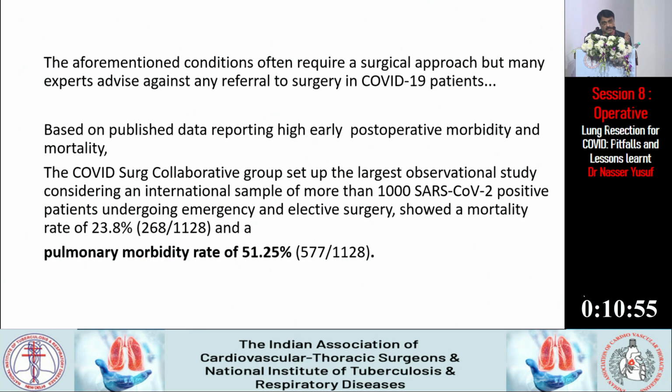This is for patients who have had COVID but not a thoracic COVID lung complication, surgery for other conditions in the body. This emanated from the COVID surgery collaborative group, which set up the largest observational study considering an international sample of more than 1,000 SARS-CoV-2 positive patients undergoing emergency and elective surgery. This showed a mortality rate of 23% and pulmonary morbidity rate of 51%.